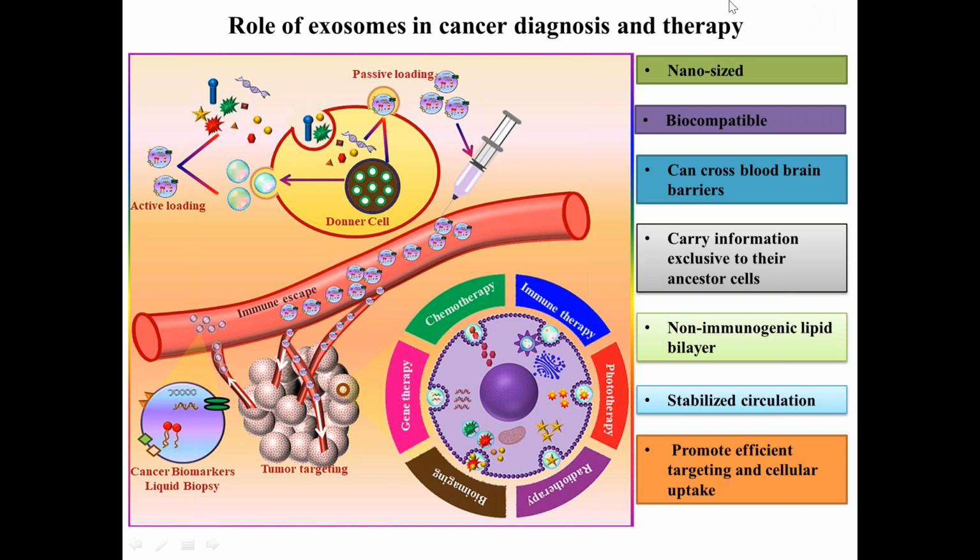As we can see in this picture, exosomes can pass from blood circulation easily and target the tumor cells. Moreover, exosomes can be used for cancer diagnosis, like we can take exosomes from blood and diagnose by biopsy.